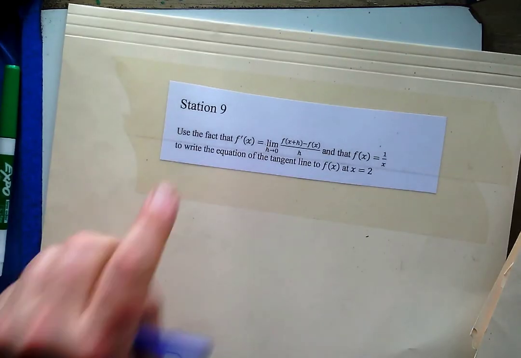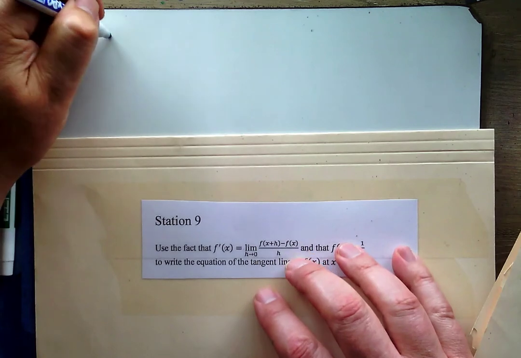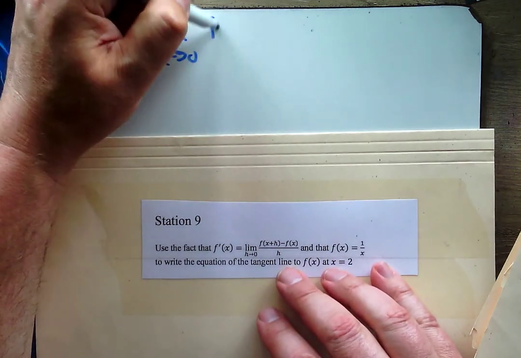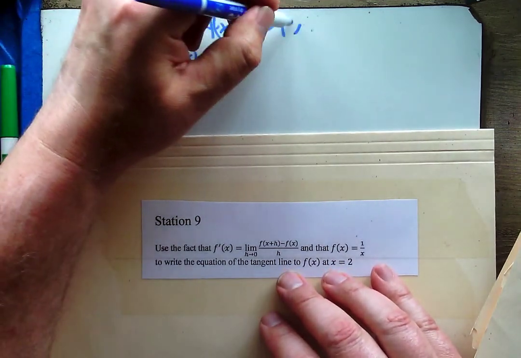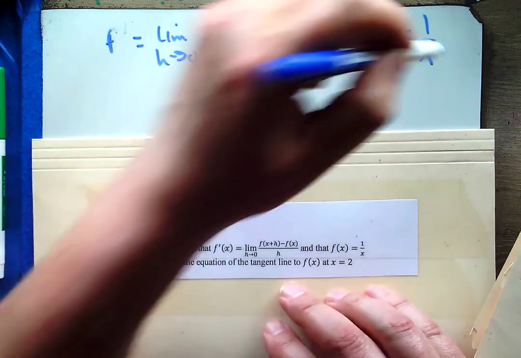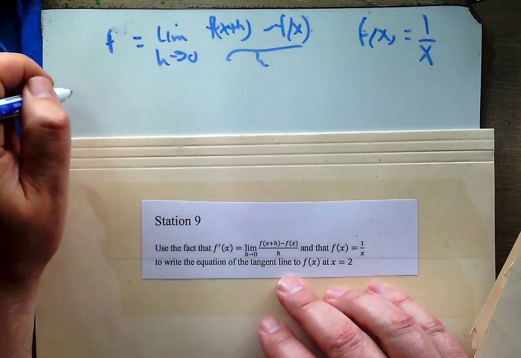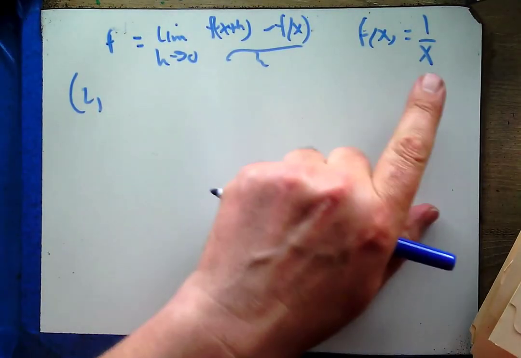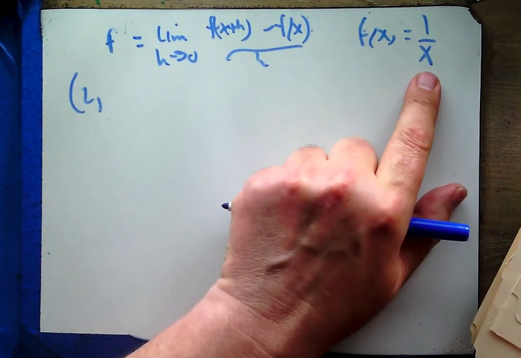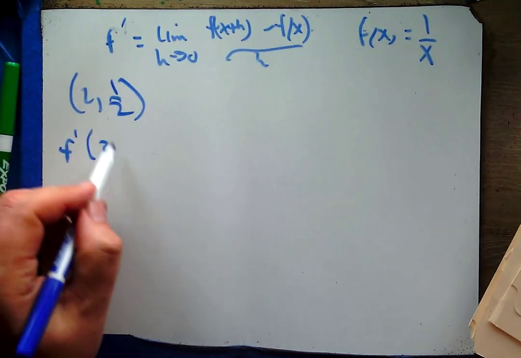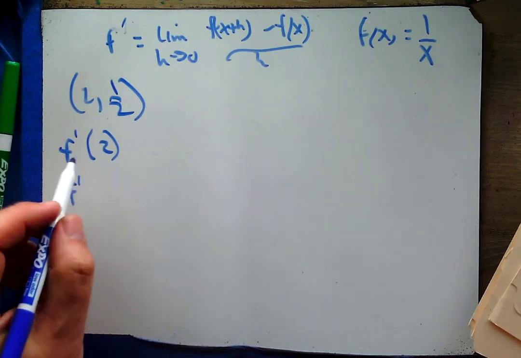All right, station 9. Use the fact that f prime of x is the limit as h goes to 0 of f of x plus h minus f of x, over h, and that f of x equals 1 over x, to write the equation of the tangent line at x equals 2. Well, I know already that I need a point and a slope to find the y value. But now I'm also needing f prime of 2. And that means I'm going to have to come back to f prime of x.